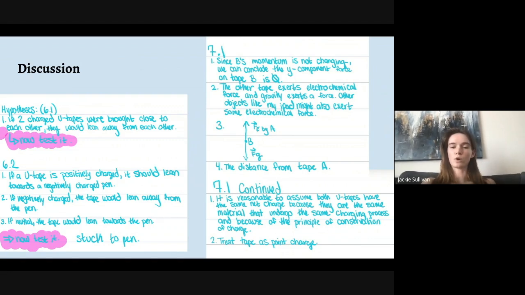In 7.1, I did some additional discussion points, and you can see my force diagram there. I also talked about momentum and the electrochemical force on it and the distance. Feel free to pause the video and read through that.